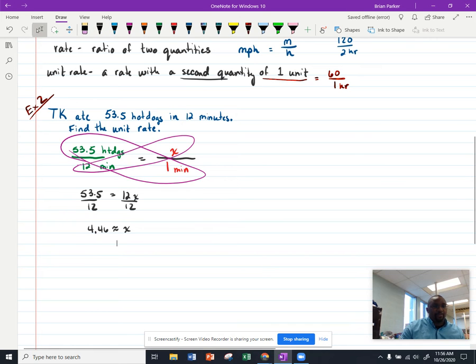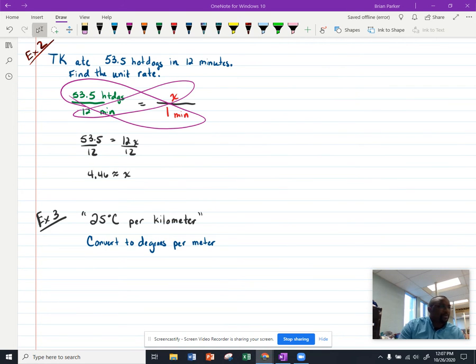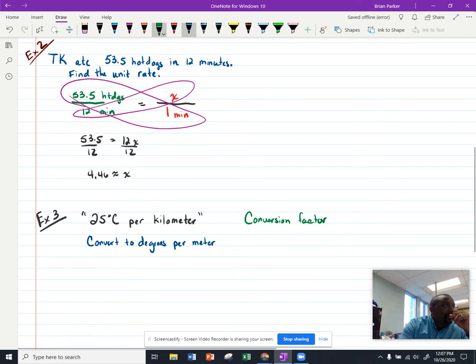So now, so I got this 25 degrees Celsius per kilometer. They want me to convert it to degrees per meter. So you've got this thing called a conversion factor that you're going to want to learn to use, a conversion factor. All right. And that should set off some alarms in your head. That conversion factor is something that you multiply by, right? Something that you multiply by.